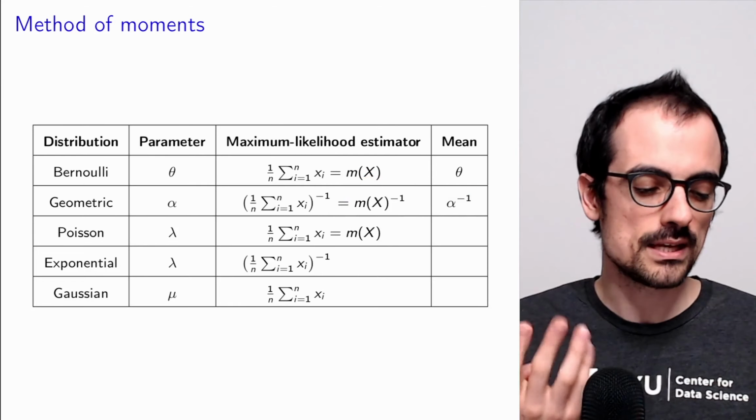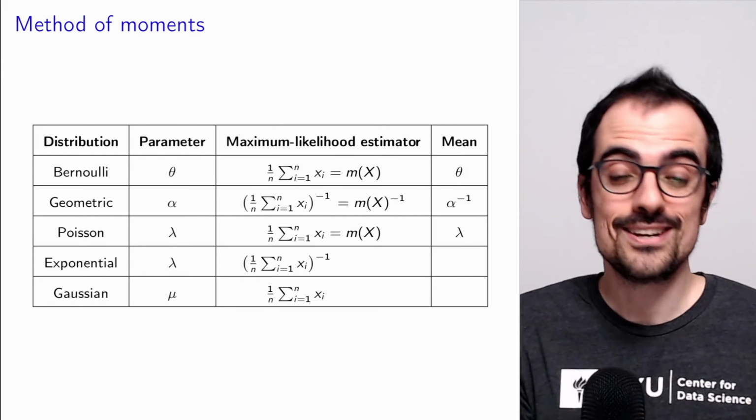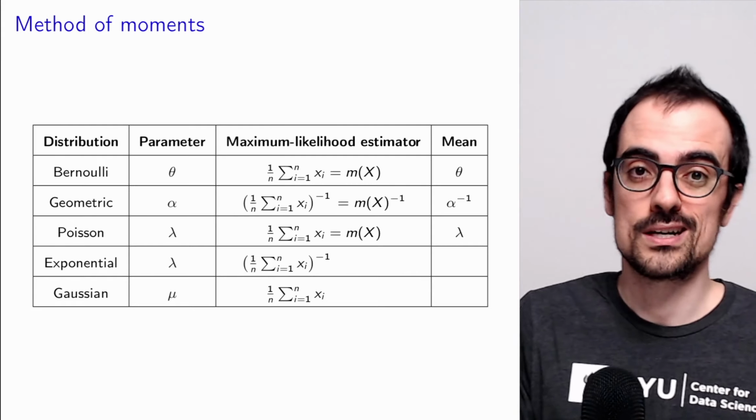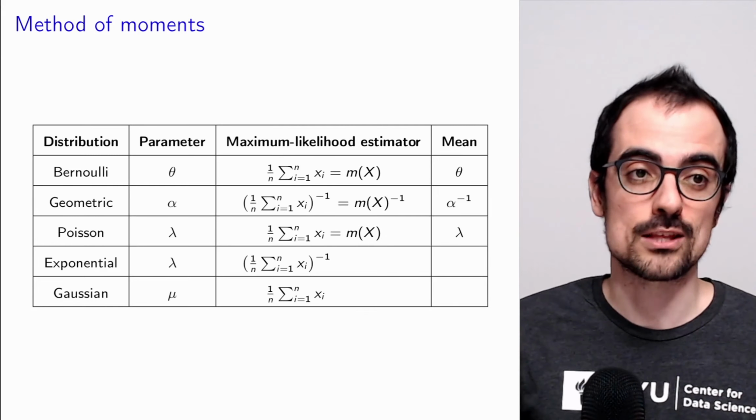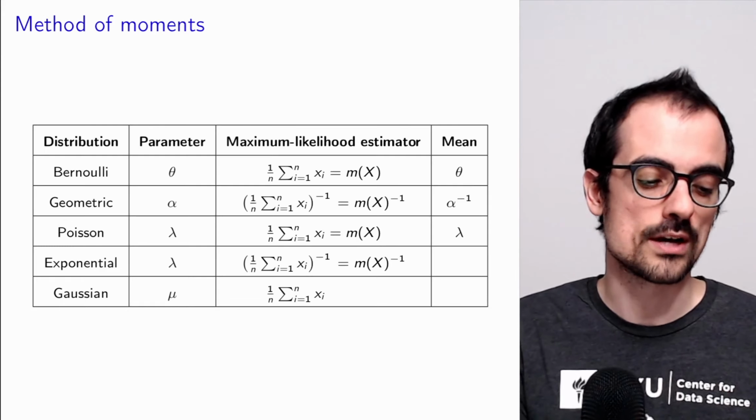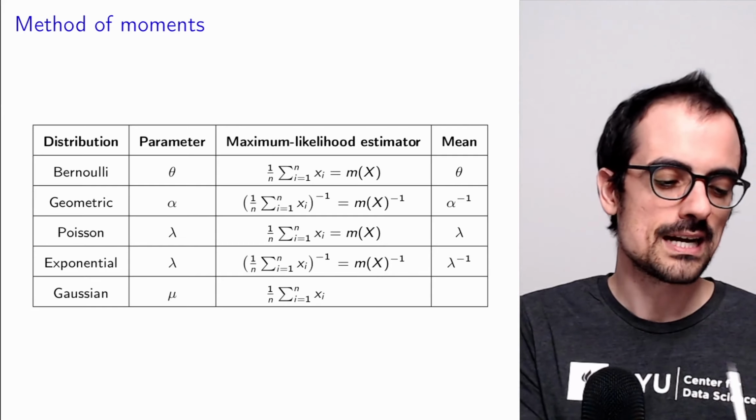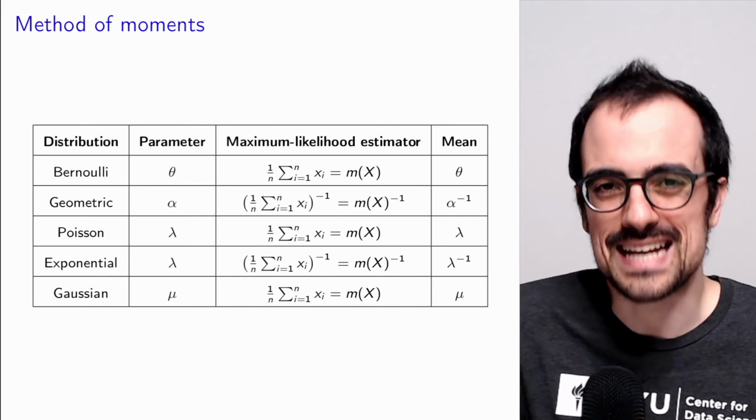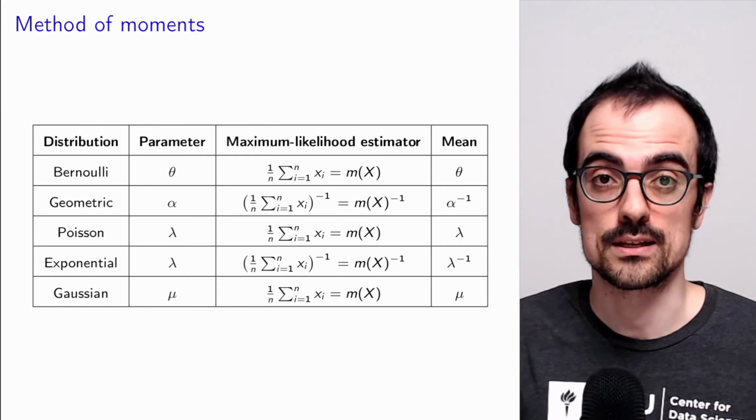For the Poisson, same thing. The maximum likelihood estimator is the sample mean. The mean of the Poisson as a function of the parameters is lambda. So if you want to estimate lambda from the data, you can just set lambda equal to the sample mean. Again, method of moments, which is in this case equivalent to maximum likelihood. Same for the exponential: we have 1 over the sample mean, and the mean is equal to 1 over the parameter. Same for the Gaussian, sample mean. If we want to estimate the mean of a Gaussian, it's natural to set the parameter equal to the sample mean, and that's equivalent to maximum likelihood estimation.